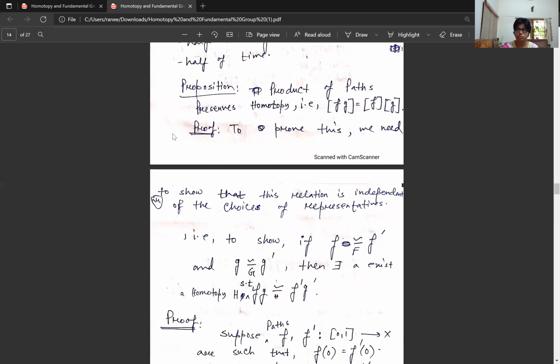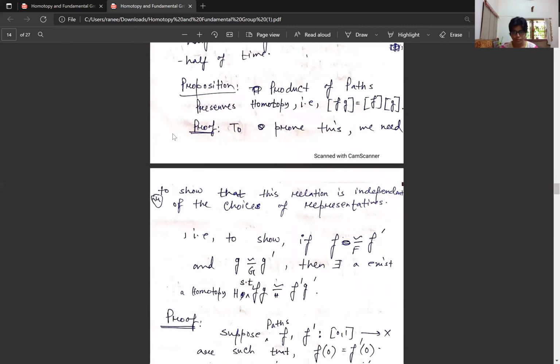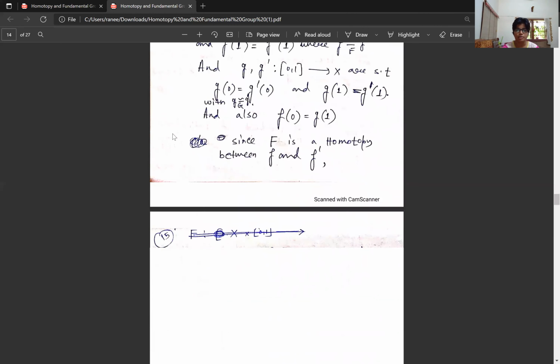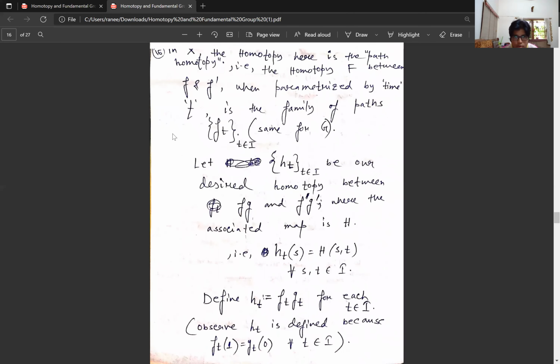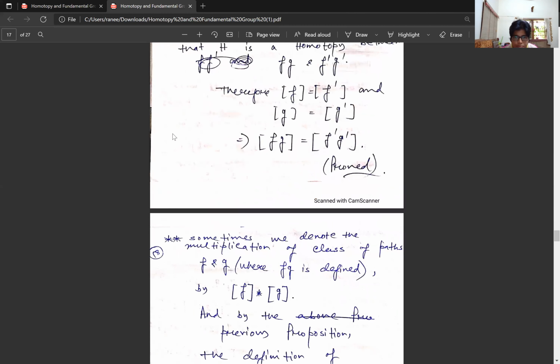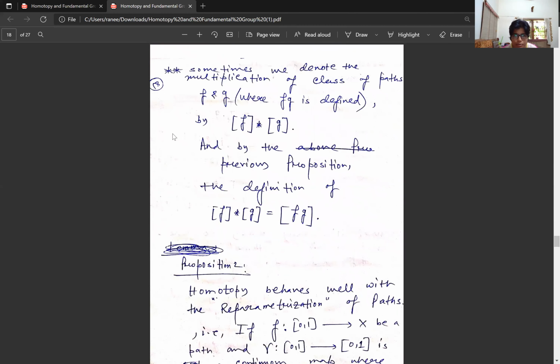and that's how we define the product of homotopy classes instead of just the product of two paths. So that's why the product of homotopy classes was well defined. This is the proposition, since the product preserves the homotopy. This was not trivial, but we had seen it last time.